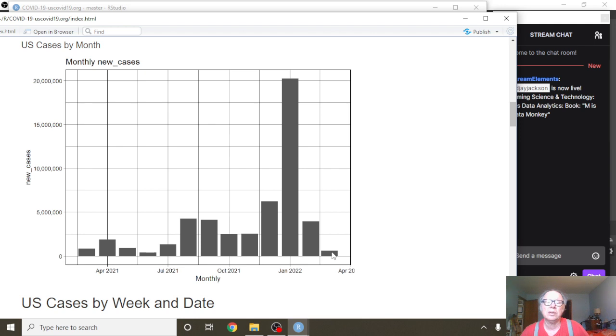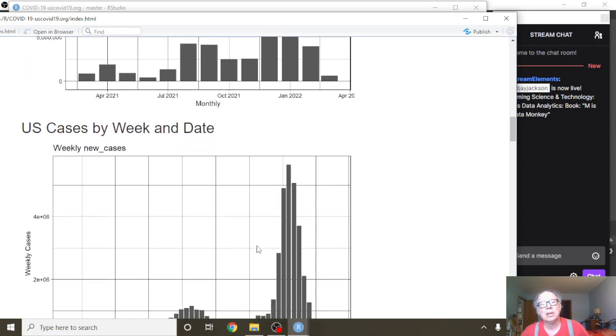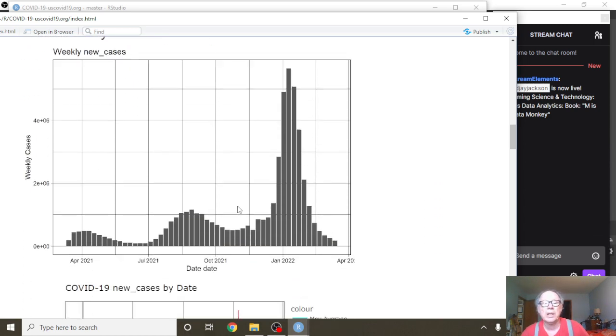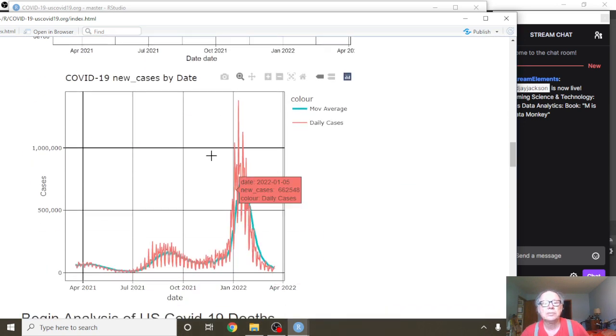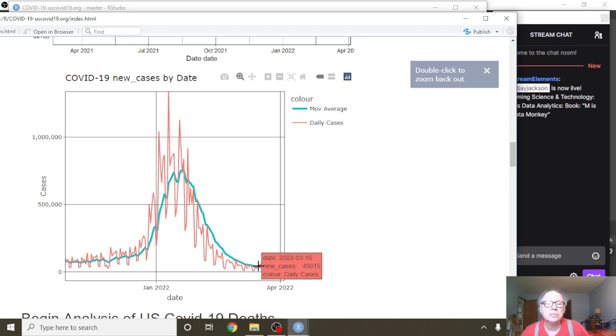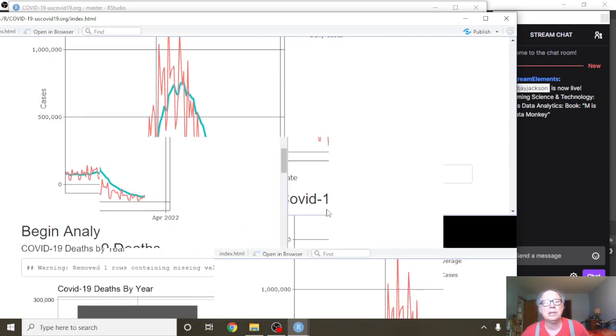Monthly cases, the good news is that March cases are staying relatively low. Weekly cases, a nice declining pattern in COVID-19 cases on a weekly basis here. And what have we got over here? You can see on March the 17th, the U.S. had 52,884 cases with an average of 41,105 cases per day.